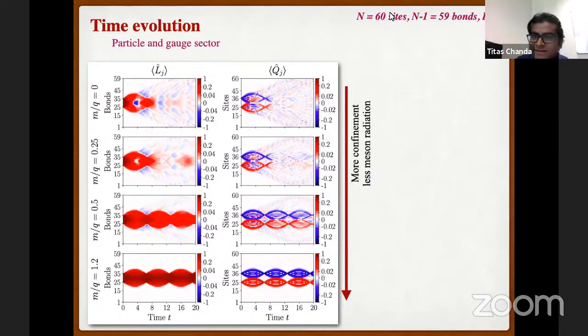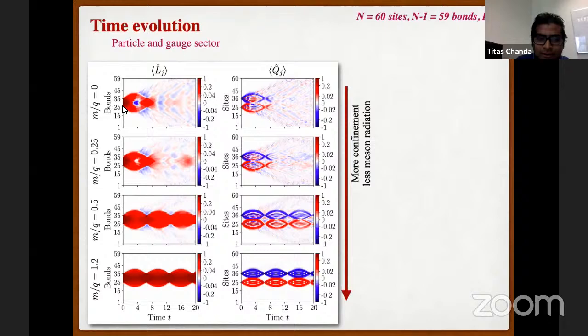So we consider 60 sites and 59 bonds, and the distance between particle and antiparticle, which is measured by R, is 2R plus 1. So we consider R to be 5. And we observe both the gauge sector, which is measured by this electric field operator at different bonds, so the y-axis is the bond, and also the charge sector, the matter sector, which is given by this dynamical charge measured across all the sites, and the x-axis is our time.